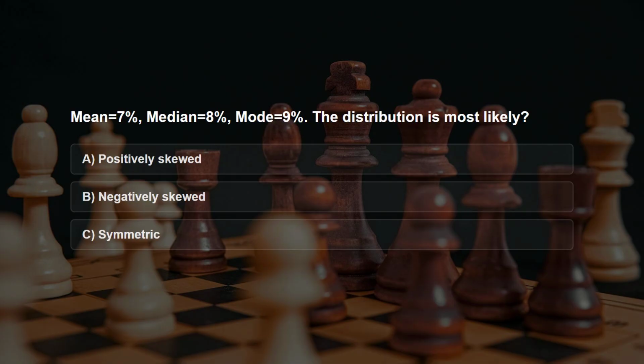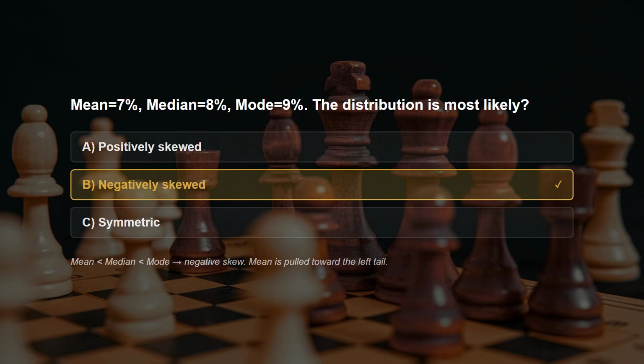Mean is less than median, which is less than mode. 7, 8, 9. The mean has been pulled to the left, toward the long left tail. If you chose A, you have the relationship backwards. In positive skew, mean is the largest, not the smallest. Mode is less than median is less than mean.